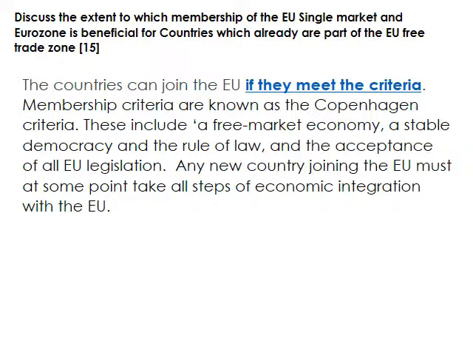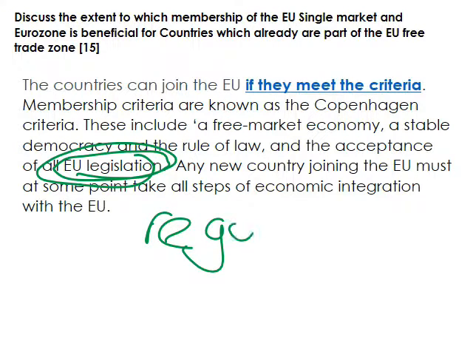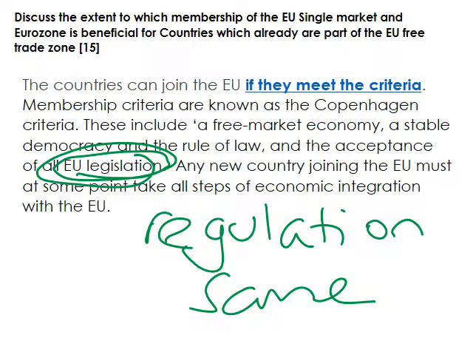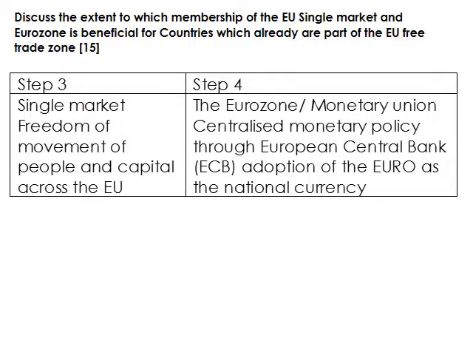Useful bits of information from the case study that are relevant for the question. It says the countries can join the EU if they meet the membership criteria known as the Copenhagen criteria. These include a free market economy, stable democracy and the rule of law, and the acceptance of all EU legislation. So if you want to be part of the single market and the economic and monetary union, you need to do these things. The EU legislation is in effect harmonised regulation, so you would have to have the same regulation as the other EU countries.